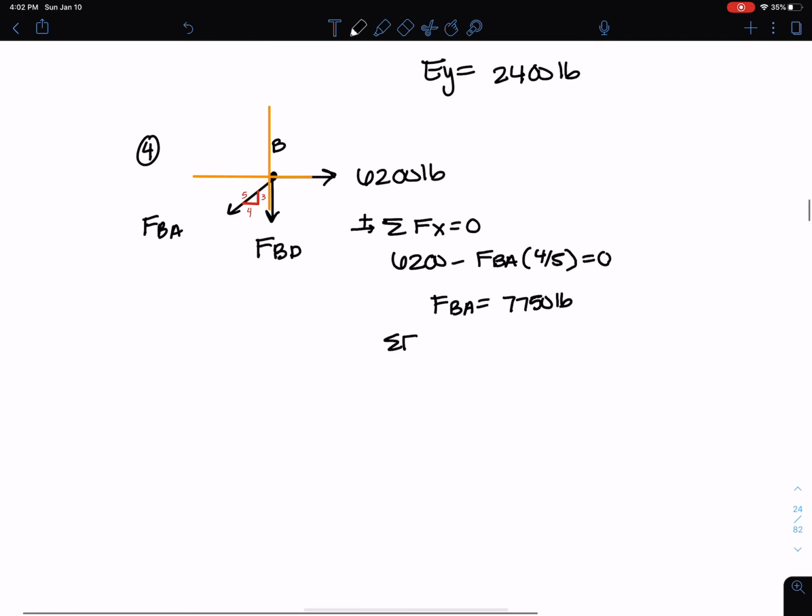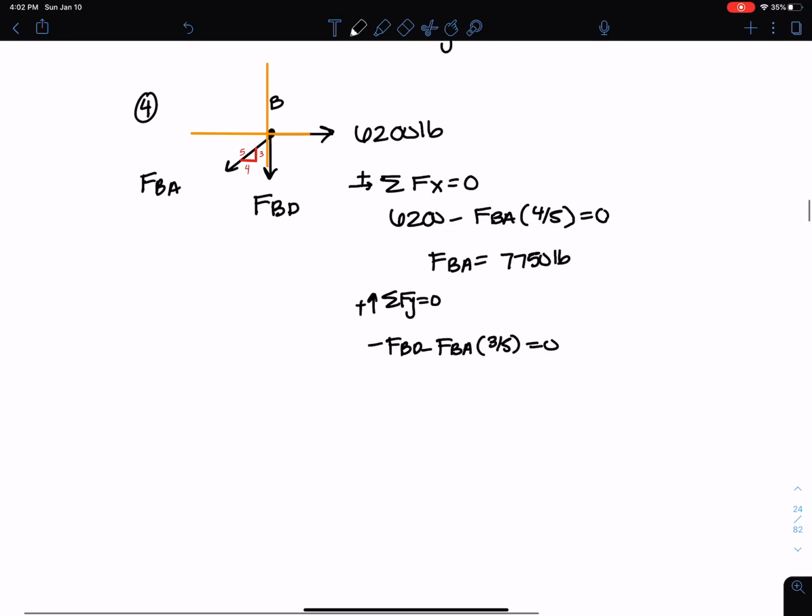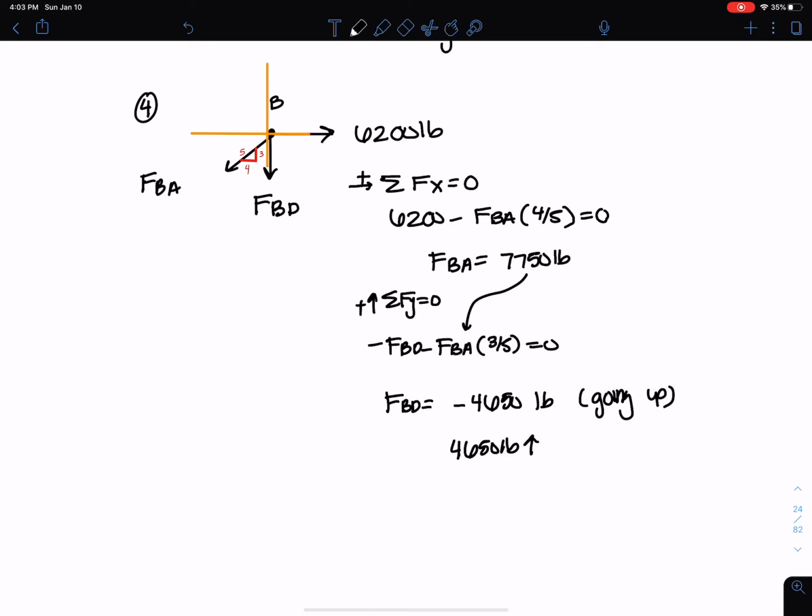And I can sum forces in the Y, up is positive, and I get negative FBD minus FBA times the 3/5 component equals 0. And here I'm going to plug in the 7,750, and I can get FBD is negative 4,650, which means it actually acts in the opposite direction. So really it's going up. So it's 4,650 pounds going up.